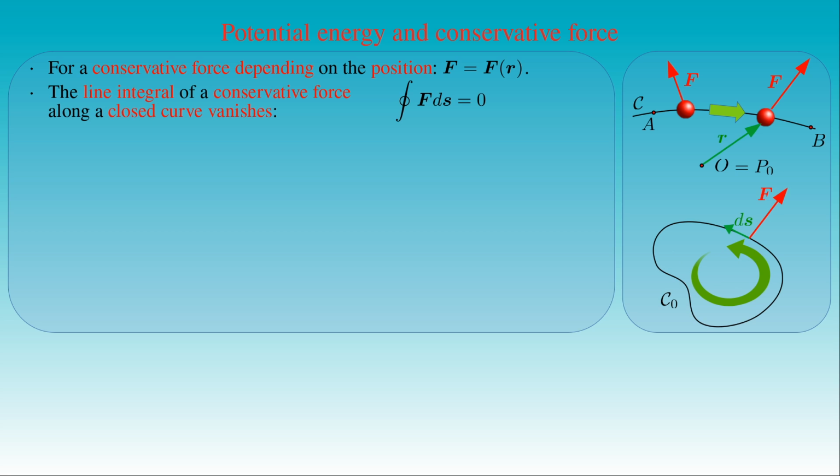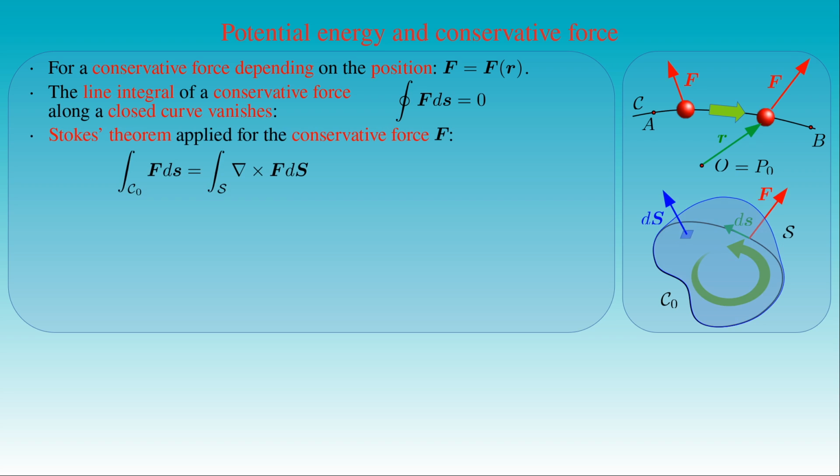Here we can apply Stokes' theorem stating that the line integral of the vector F along the closed curve C0 is given by the surface integral of its curl, that is the cross product of the nabla operator and the vector F, over an arbitrary surface S, where the curve C0 is the boundary of the surface. Since this surface integral is identically 0 for the conservative force F and the surface S is arbitrary, the integrand must vanish. That is, the curl of the force F is identically 0.